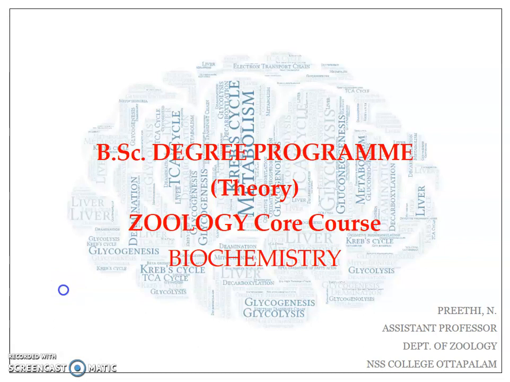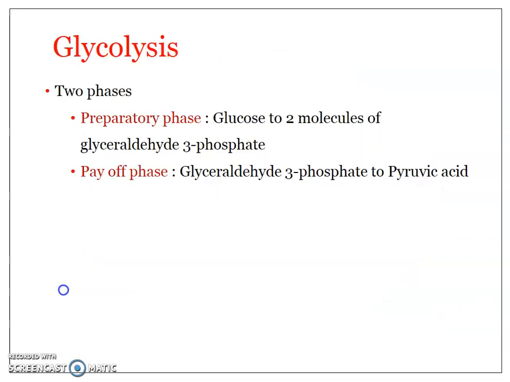Hello everyone, welcome back to the new session in biochemistry, and here we will be continuing with the previous presentation, that is the glycolytic pathway. So glycolysis, as already defined, is the sequence of reactions that will break down a single molecule of glucose to two molecules of pyruvic acid along with the production of ATP molecules, right?